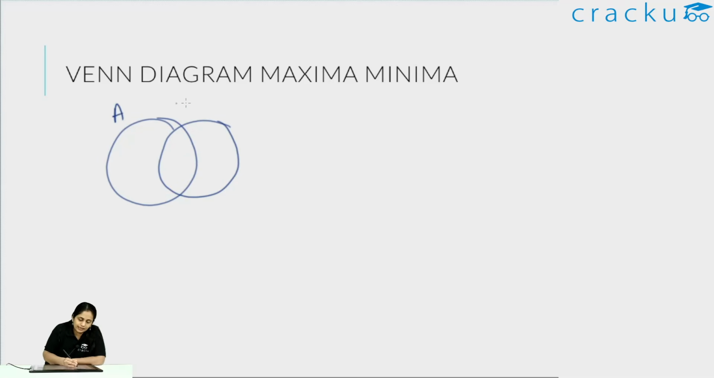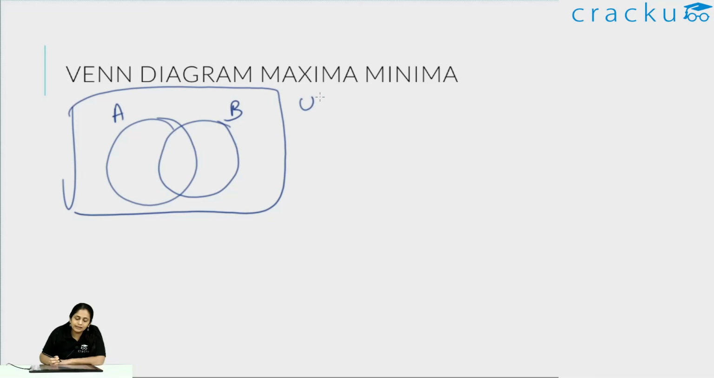So this is say set A, set B, and this is the universal set U. In this case, basically suppose this is 80, this is say 70 and this is 100. What is the maximum overlap of A intersection B? The maximum that A intersection B can be is limited by the smaller of the two sets.